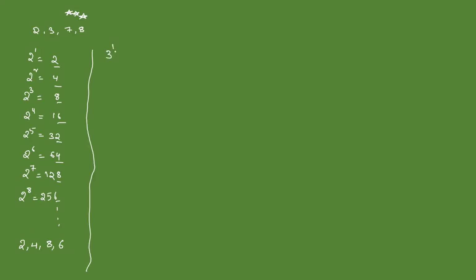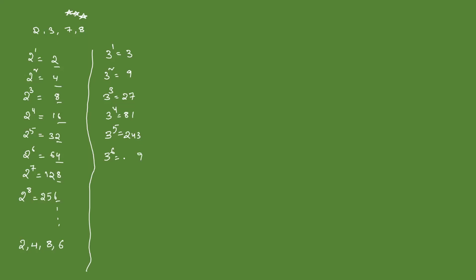Similarly, for 3, we will see 3 power 1, what is it? 3. 3 square is 9. 3 cube is 27. 3 power 4 is 81. 3 power 5, what does it become? 243. 3 power 6, I don't know directly, so what will we do? 3 power 6 means 3 power 5 into 3, right? I will multiply with one more 3.